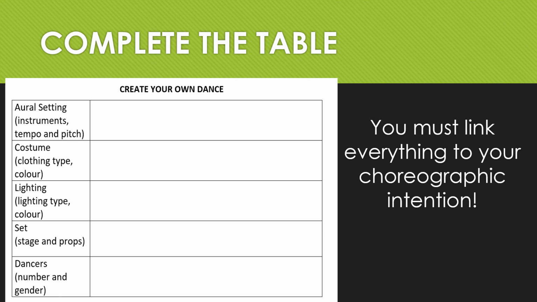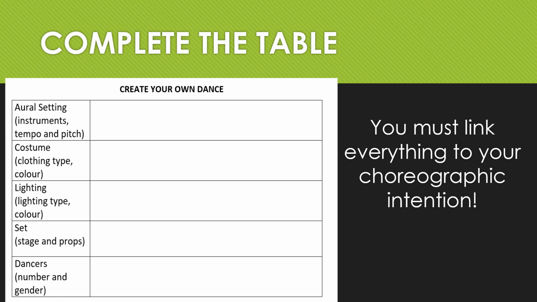So when you are describing the oral setting, you need to mention the different instruments, the tempo, which means the speed of the music, and the pitch, which means how high or low the music sounds. Okay, so using your music knowledge, in that box, describe what the music might be to your dance. Remember, all of this is linking back to the choreographic intention, so make sure it links to your idea.